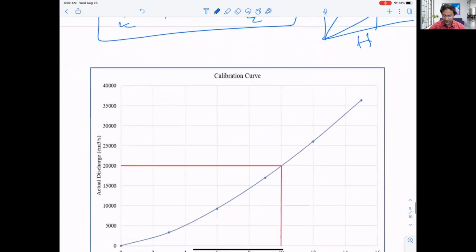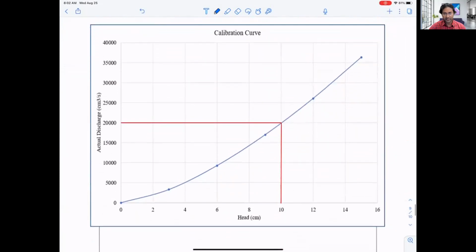So that's that. So here I have plotted. I use that formula, and I use several values of h. I used first 0, 3, 6, 9, 12, 15. This is how I just used the value of h, and I calculated the value of qa, and I plotted it, and it's showing like this way.